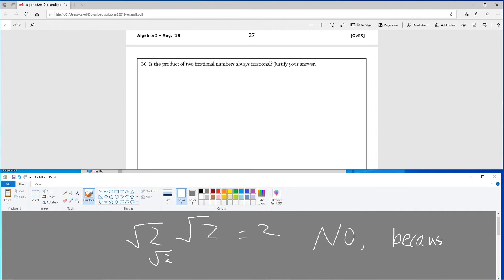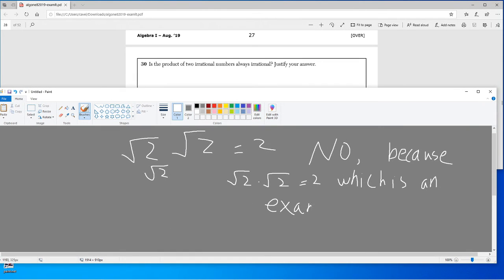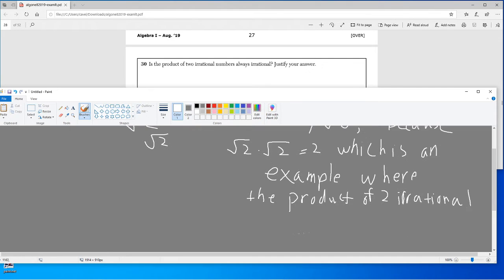Because square root of 2 times square root of 2 is equal to 2, which is an example where the product of two irrational numbers is not irrational. Sorry if this is not too neat, but it should be legible.